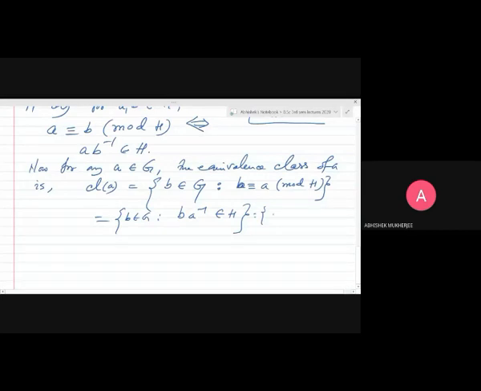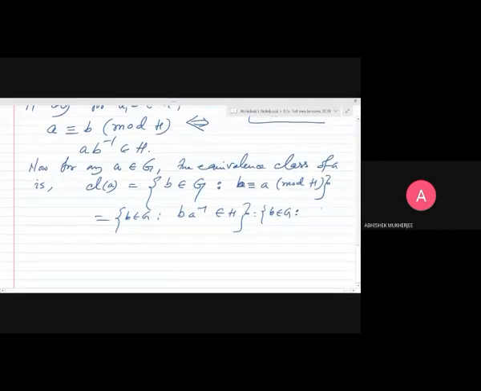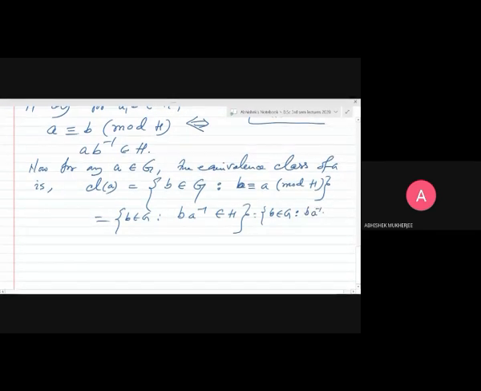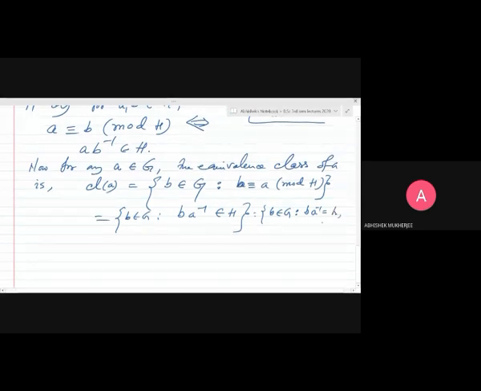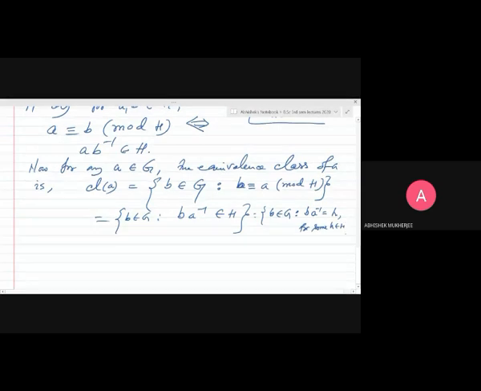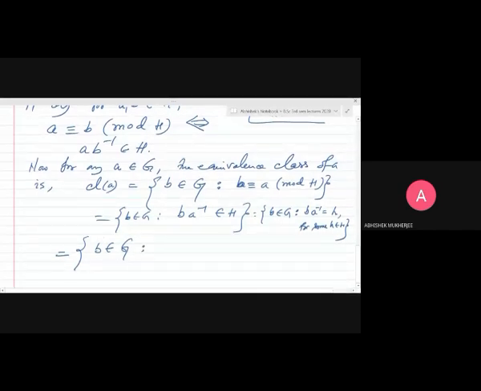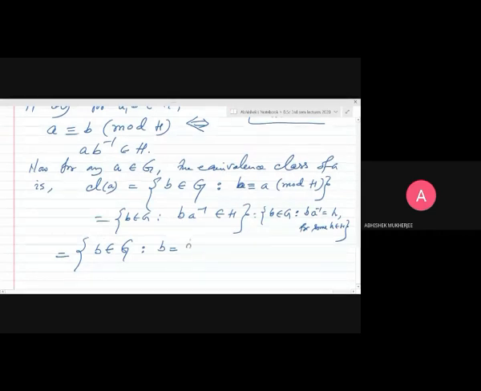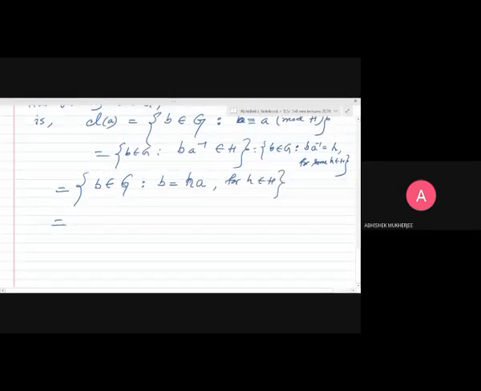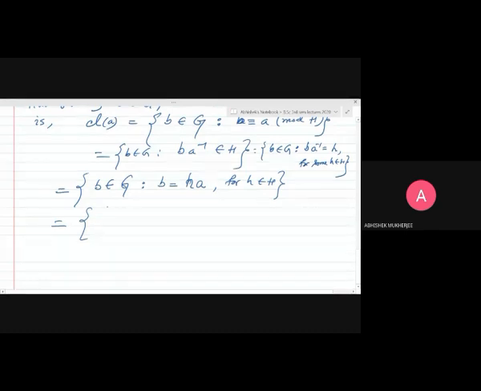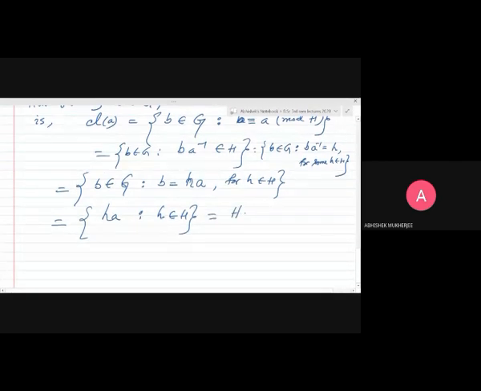That is the fact that gives you some small h belongs to capital H, with respect to which you can write down BA inverse as h, for some h belongs to H, right? So that means it contains all those elements of G which take the form hA, for h belongs to H. So in general, which elements does it include? The elements which are of the form hA, where h belongs to H. And this class will be denoted by HA.